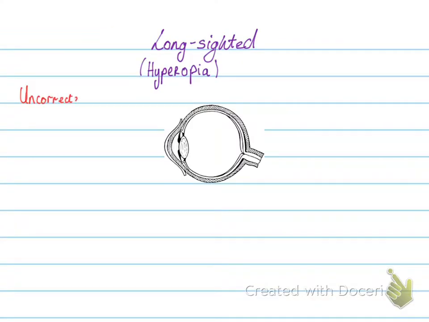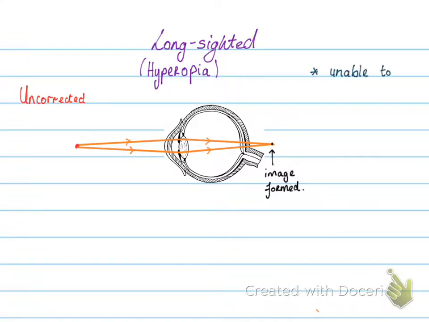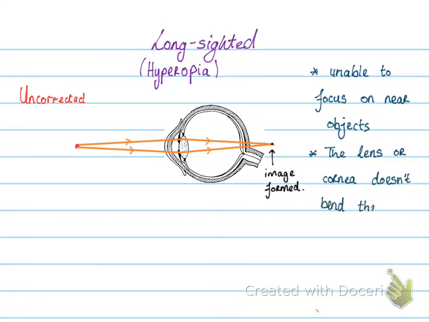For long-sightedness, or hypermetropia, this time when light comes into the eye, the image is formed behind the eye. People with this are unable to focus on near objects. The lens or the cornea doesn't bend the light enough, and the eyeball is too short. It can be either or.